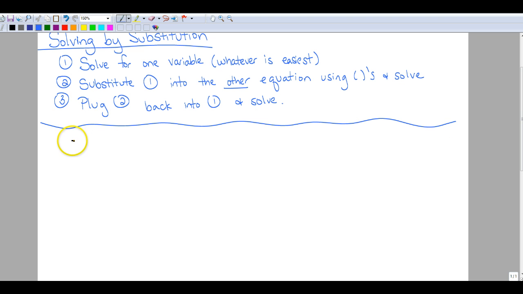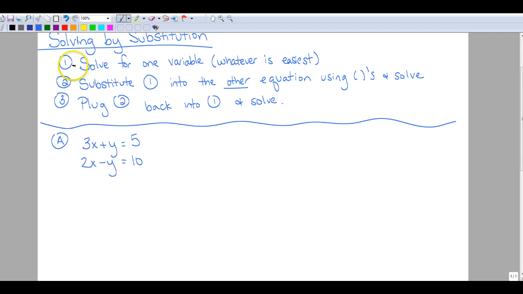Alright, so here is the problem. Okay, we have 3x plus y equals 5, and we have 2x minus y equals 10. So there's our original problem, and they're going to say solve for x and solve for y. And I think the directions tonight will say solve by substitution.